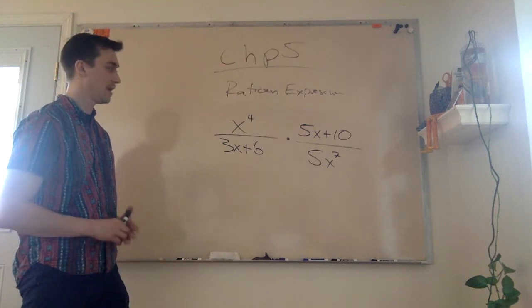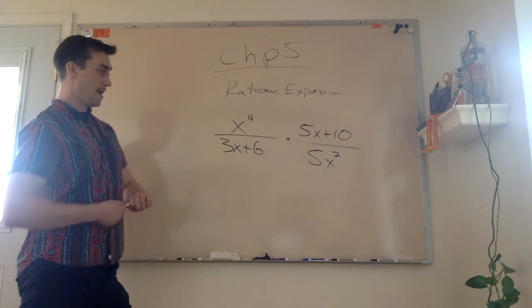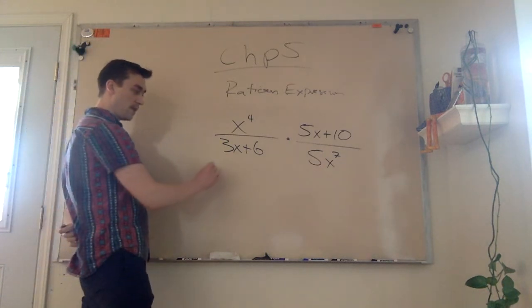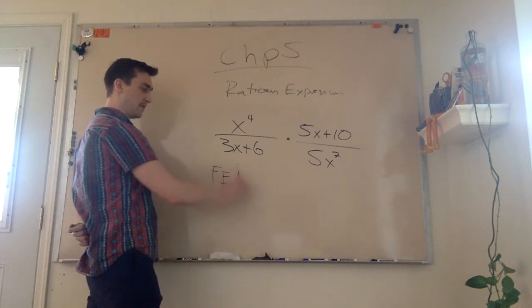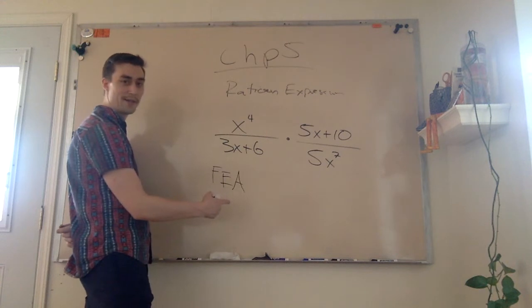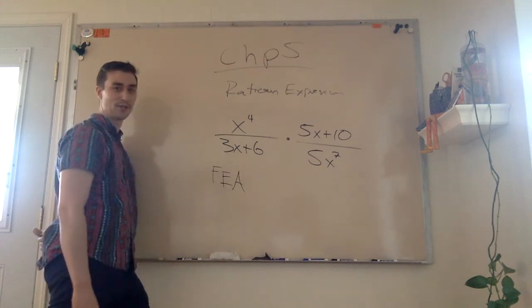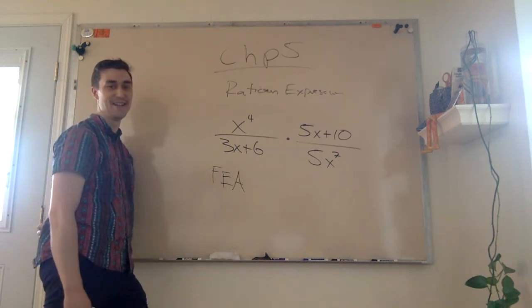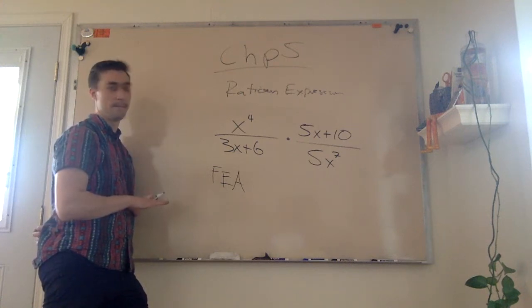It's just a better idea to use the FEA method. This is my proprietary method of multiplying, adding, and subtracting rational expressions together. It stands for factor everything always. This is how I do it. Just factor everything always, then see what's up.